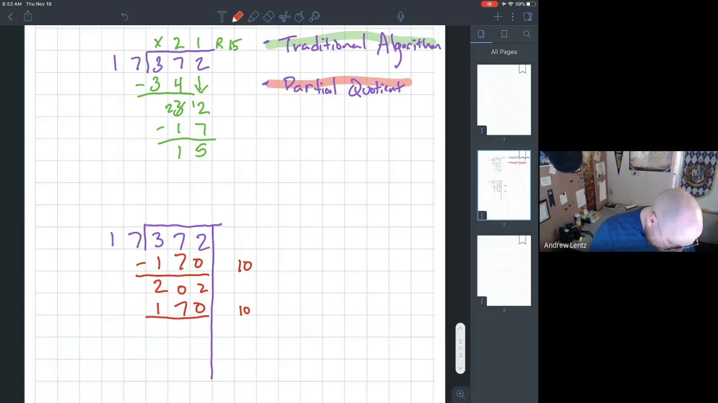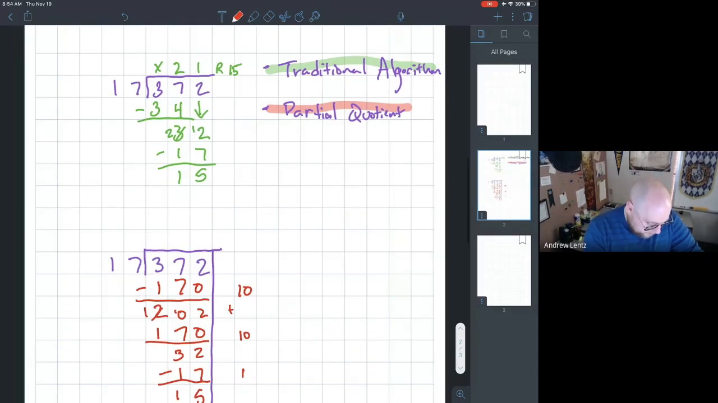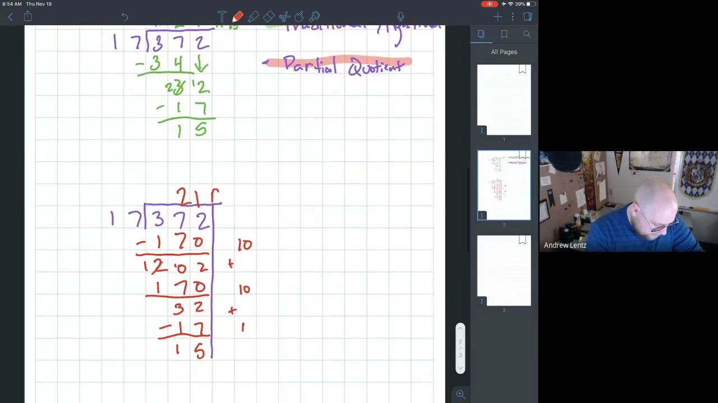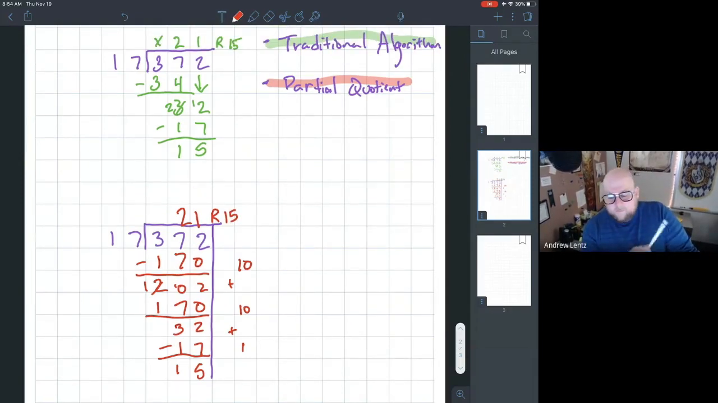And I get down to 32. Like, okay, how many more can I pull out of 32? I can pull out 1 more. 17, 15. So I add this up. 10 plus 10 plus 1 is 21, and I have a remainder of 15. Same answer, 2 completely different ways, right? Everybody with me so far?